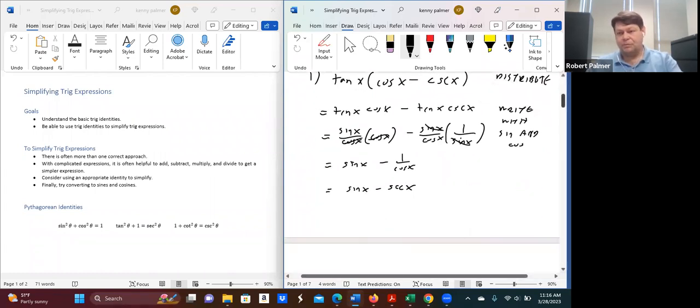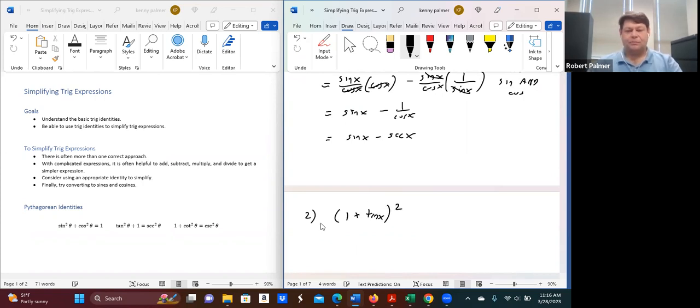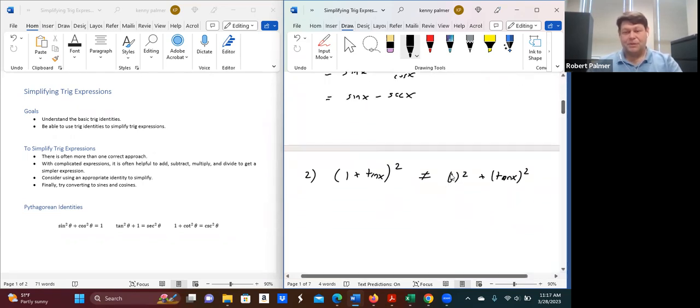Number 2. So what if we have this? In parentheses, 1 plus the tangent of x, squared. Now, one thing we have to be clear about, this is not equal to 1 squared plus tangent of x squared. Unfortunately, it doesn't work that way. It would be simpler, but it's not the case. So you can't distribute a power.